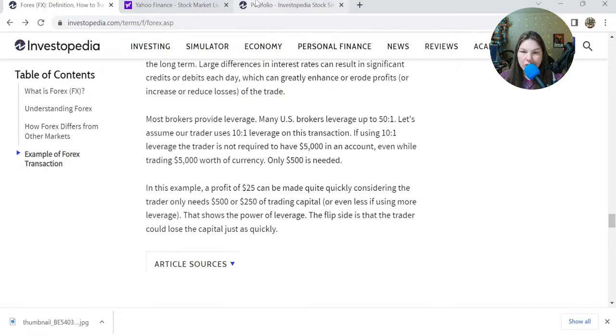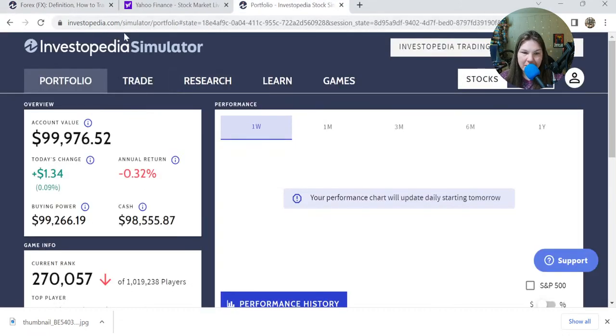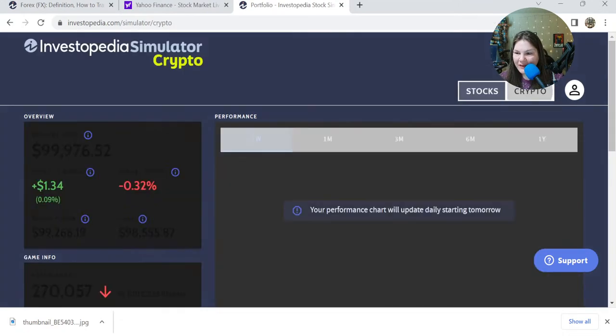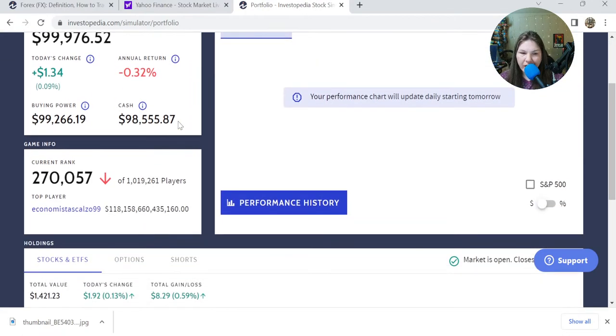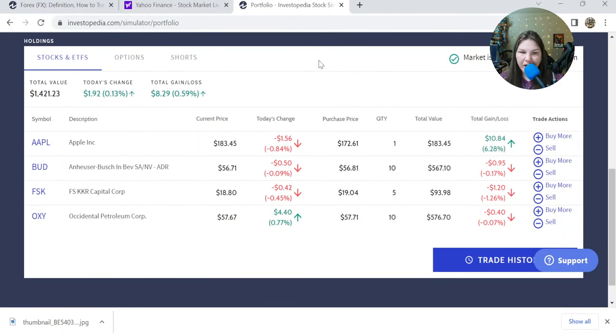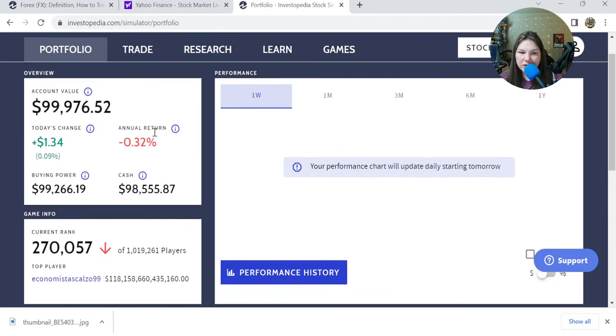So, I also opened up my Investopedia simulator, guys. This is where you can paper trade stocks and crypto. We have purchased a couple, and I wanted to update you on our stocks. This is our paper account, so we have up to $100,000 in it.